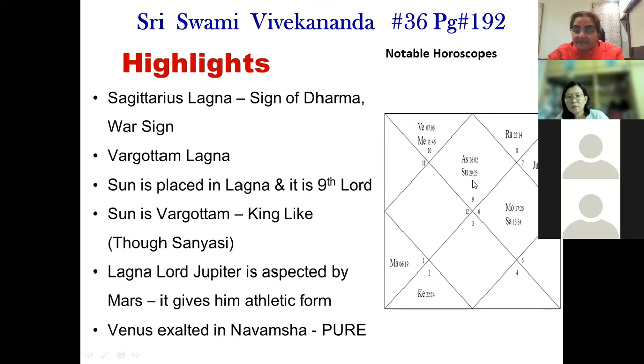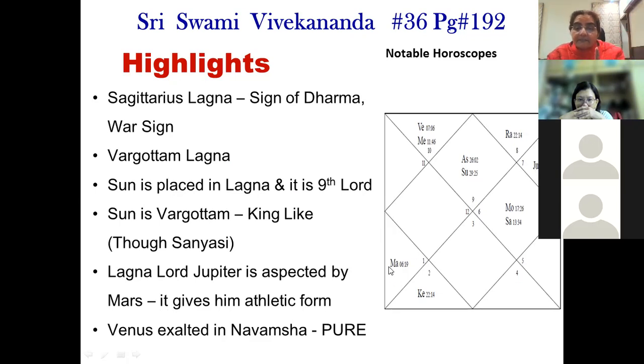Next, the planet placed in it. And if they are Vargottama, they both are Vargottama, so a strong personality. Then next is, where is the Lagna Lord? That is also important. The Lagna Lord Jupiter is in the 11th house. And who is aspecting that Lagna Lord? That is also important. All these things make his personality complete.